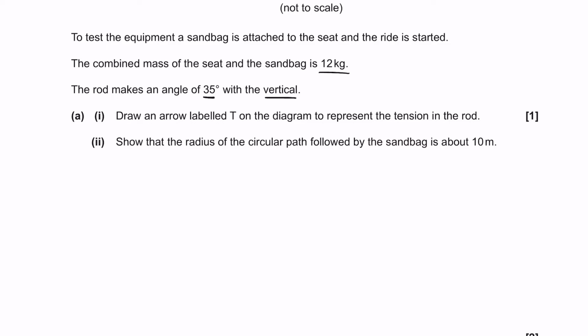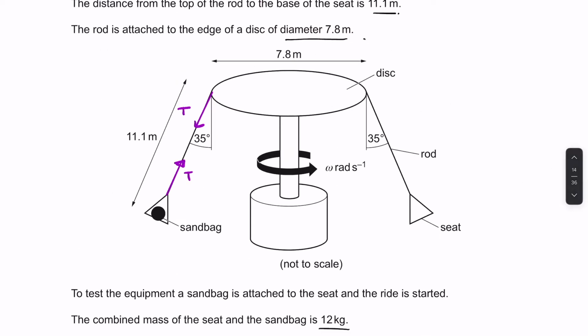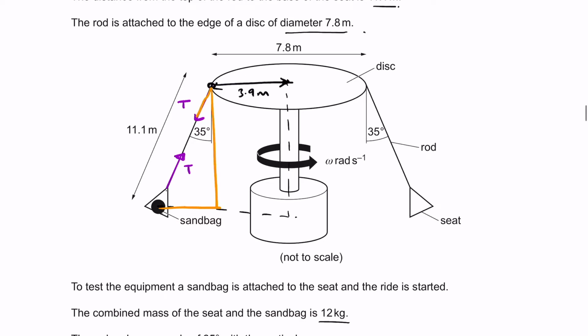So for this, you just have to think about the distances along the circle. First of all, the distance from here to the center is essentially 3.9 meters, as that's the radius. So what we want to calculate is the distance that the sandbag makes, which is further out than 3.9 meters. So I can just use a right angle triangle to work this out.